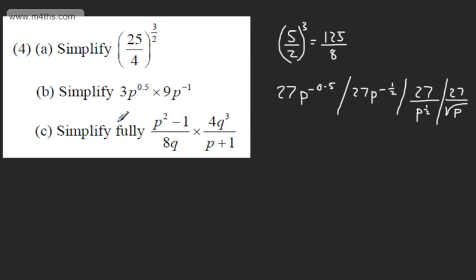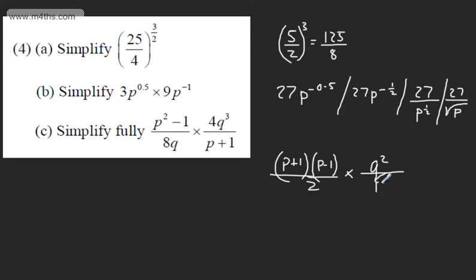In part C, we need to simplify fully p squared minus 1 over 8q multiplied by 4q cubed over p plus 1. The first thing I'm going to do is recognise this as a difference of two squares and factor. So we're going to have p plus 1 multiplied by p minus 1. I can see that the 4 and the 8 are going to cancel. 4 divided by 8 is going to give me 2. I've got now q to the power of 3 divided by q. Using the rules of indices, we subtract the powers. That's going to leave me q squared.